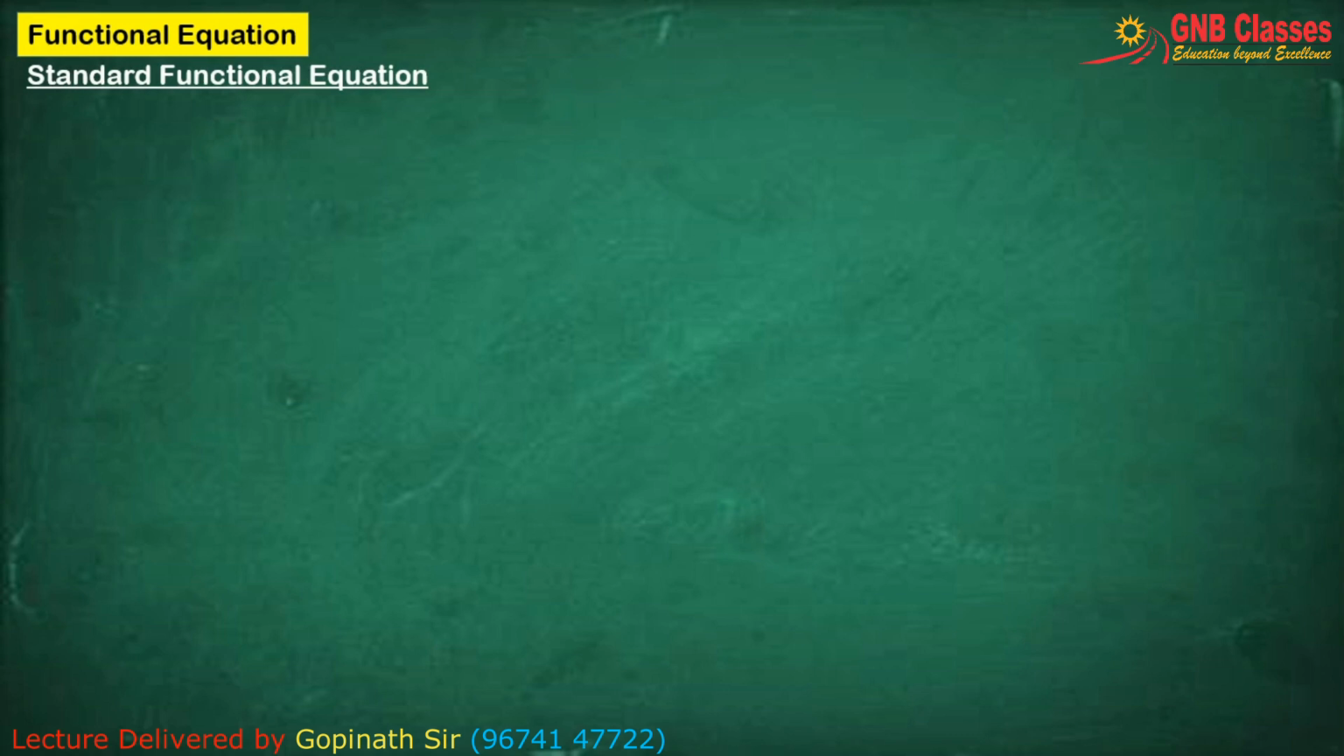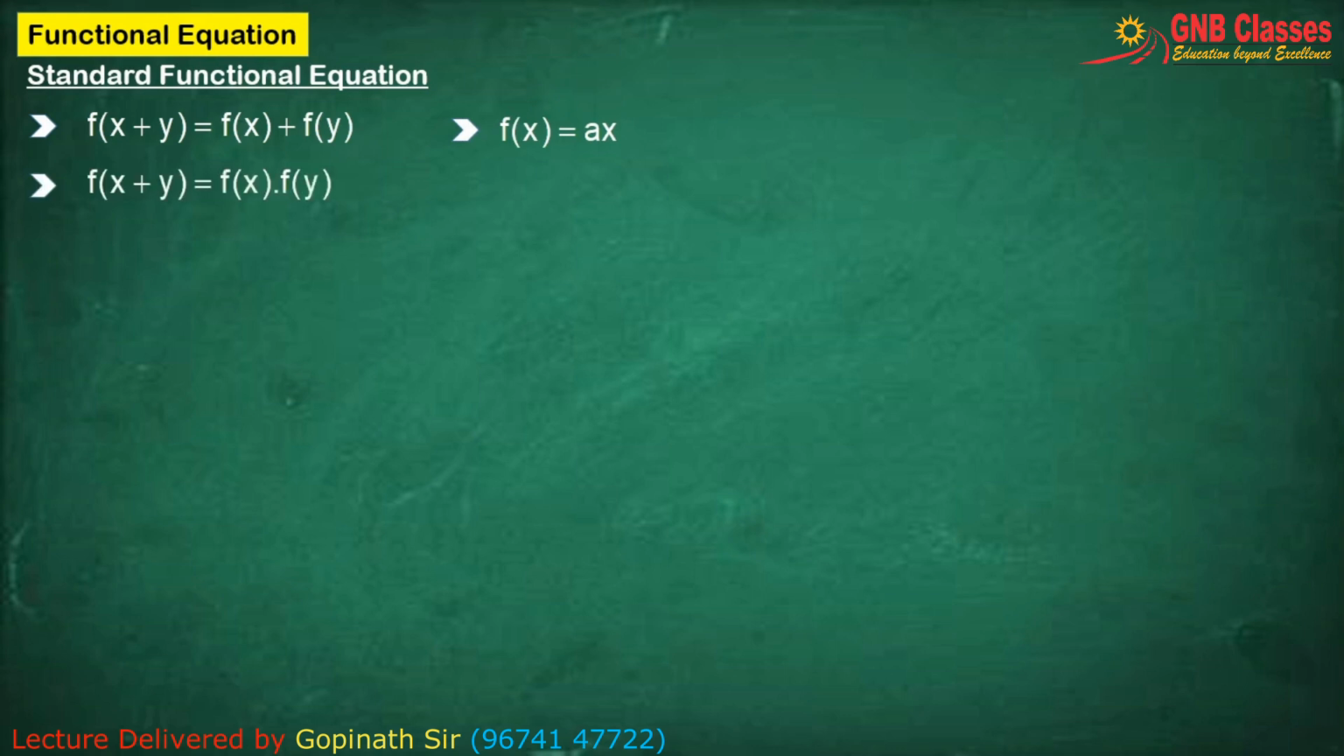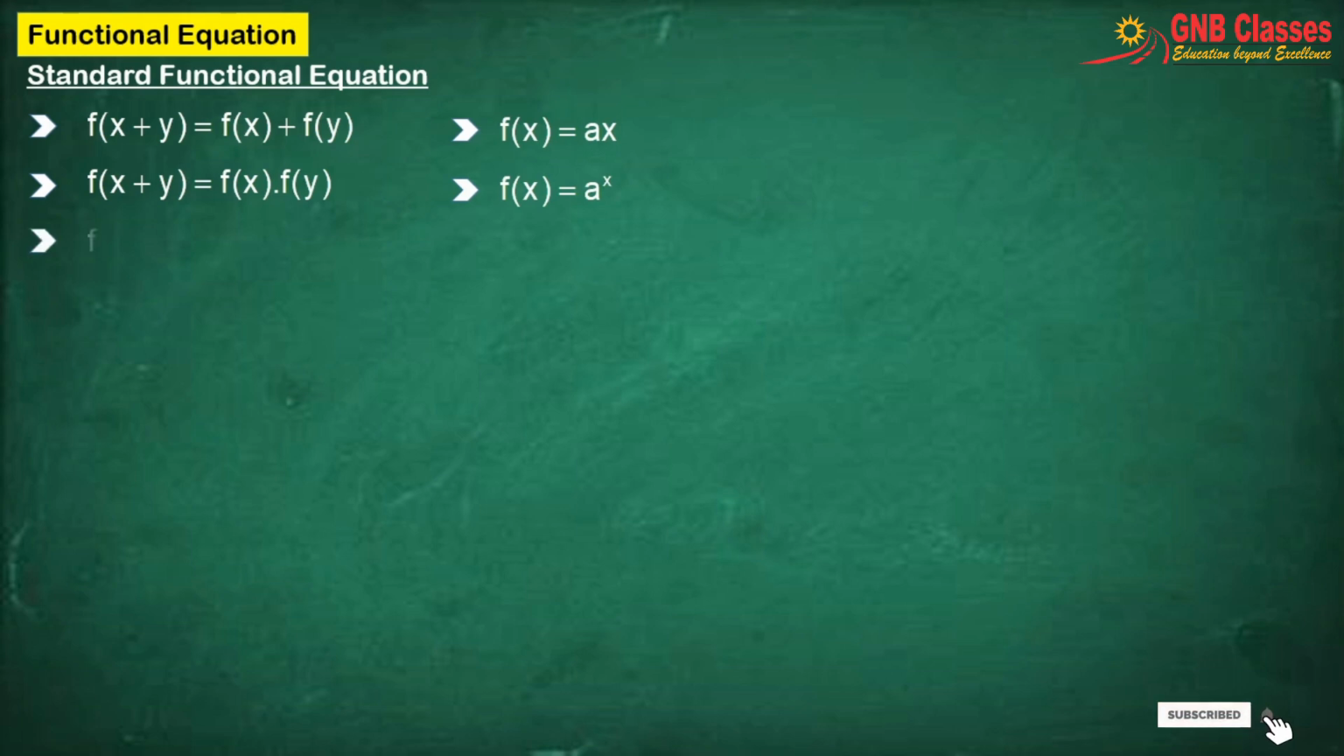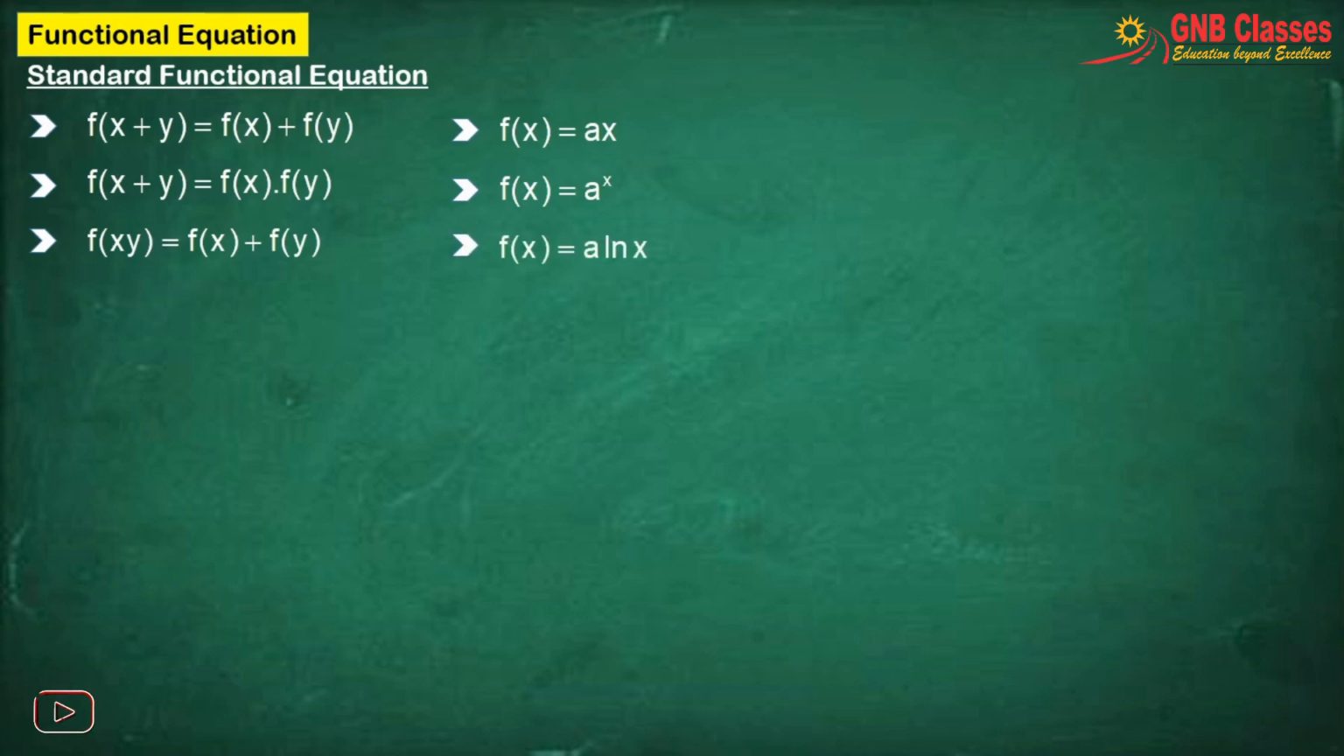The first one is, if f(x+y) = f(x) + f(y), then you write f(x) as ax, a is a constant, okay? If f(x+y) = f(x)·f(y), then you write f(x) as a to the power x. If f(xy) = f(x) + f(y), then you write f(x) as a ln x. If f(xy) = f(x)·f(y), you write f(x) = x to the power a.